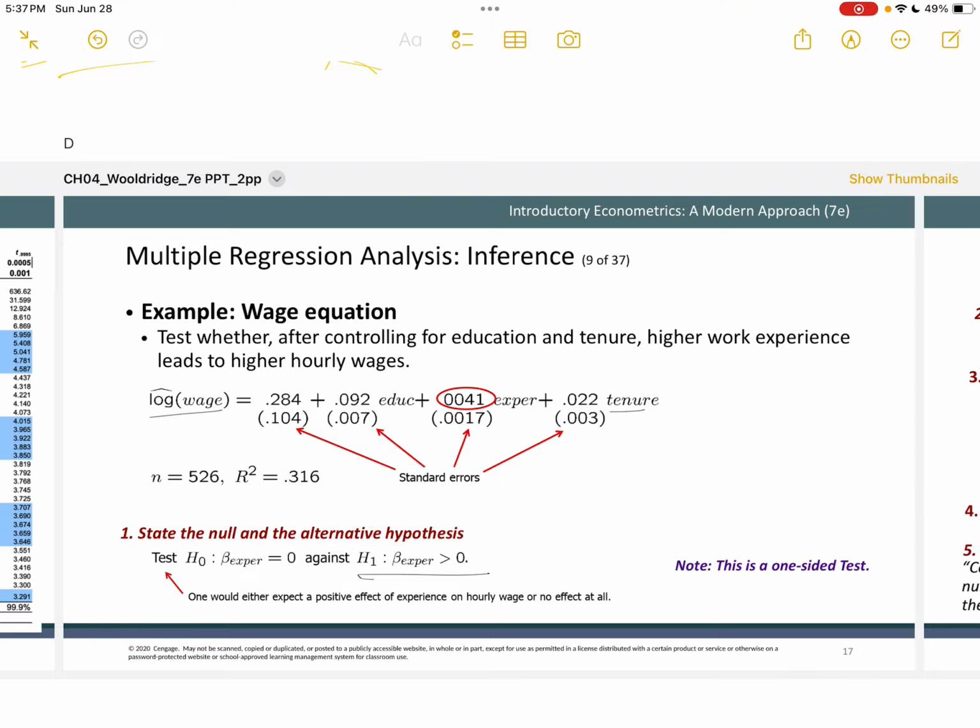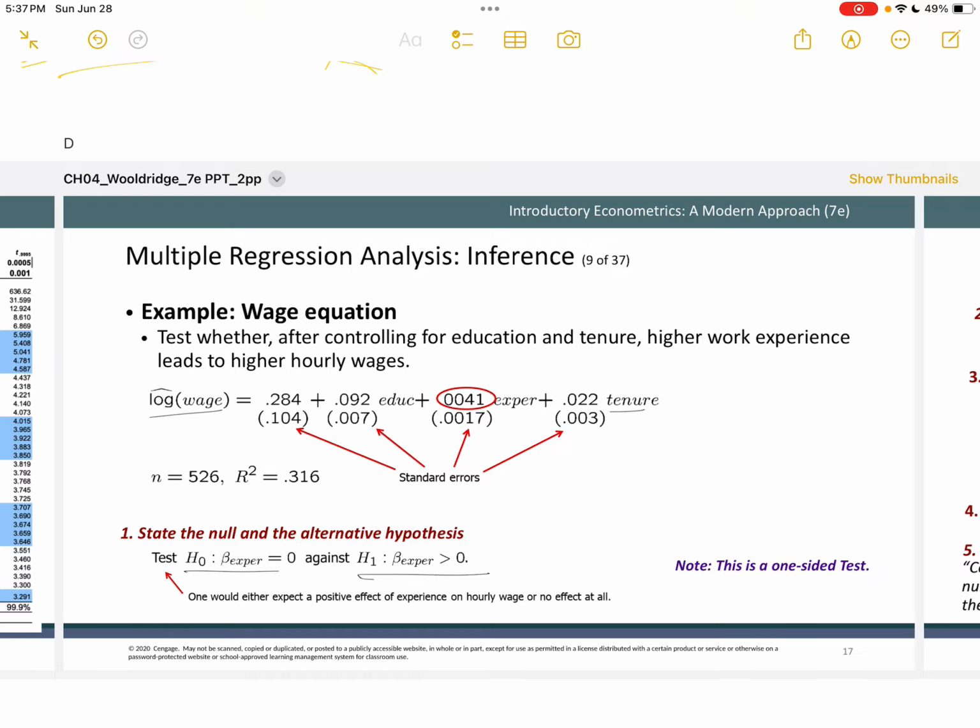And so what's your hypothesis? Here they wrote H1. Your H1 will be that the beta on experience is positive, and the null is equal to 0, where we are saying there is no effect. That's the baseline we are working with, and we are going to use the data to test if there is a positive relationship. So that's the first thing: we state the null and the alternative hypothesis.